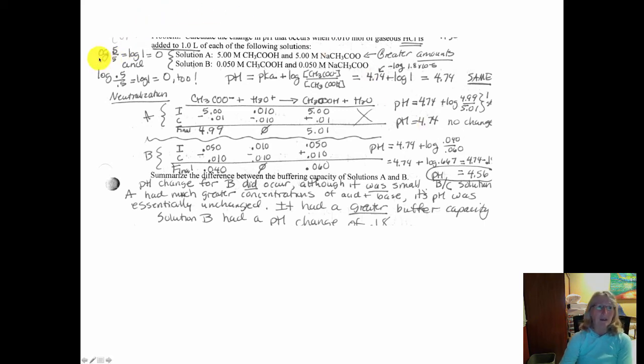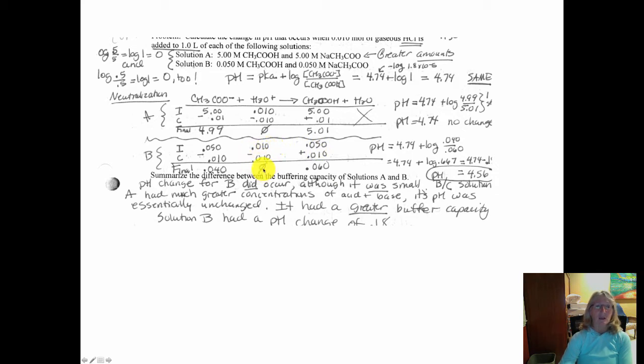I put that up over here too, although I got kind of cut off over on the upper left. When you take the log of your base over your acid, that's a 5 over 5, and this is 0.5 over 0.5. Those are both the log of 1 and are equal to 0. I set up a nice chart for the second solution B, but now I have tinier amounts, 0.05 of the acetate, 0.05 of the acetic, and I'm still challenging it with the same amount of acid.